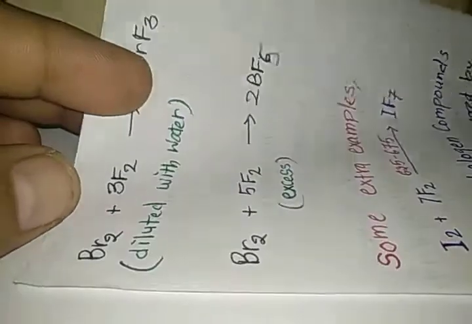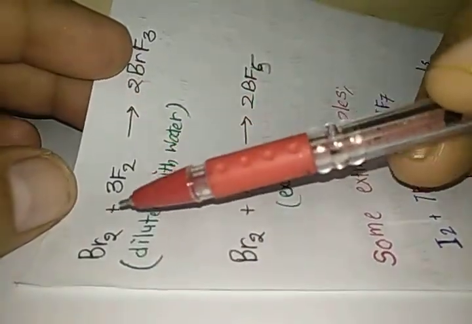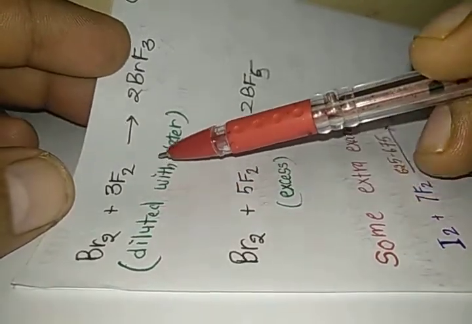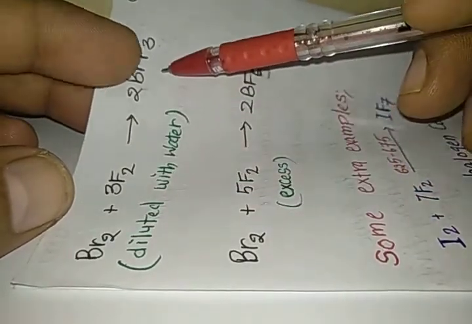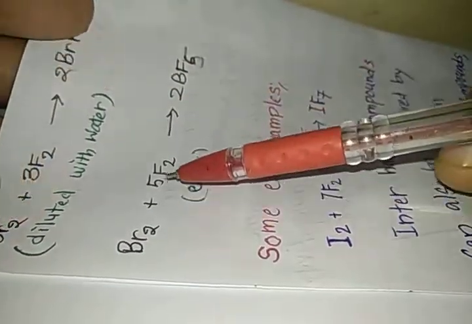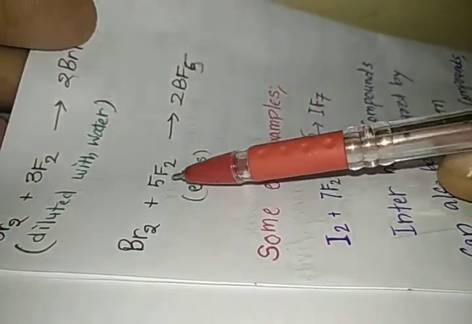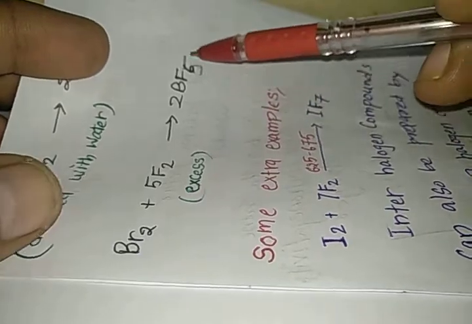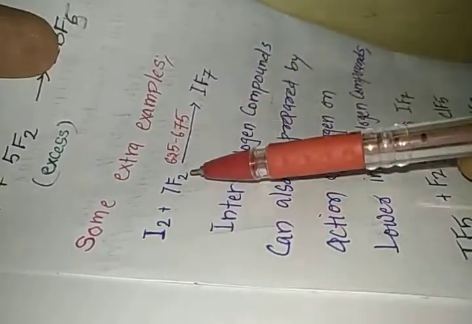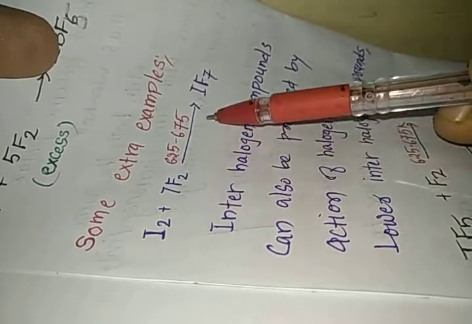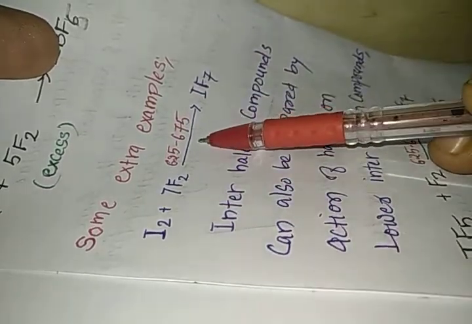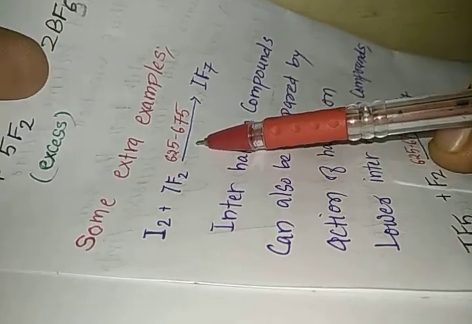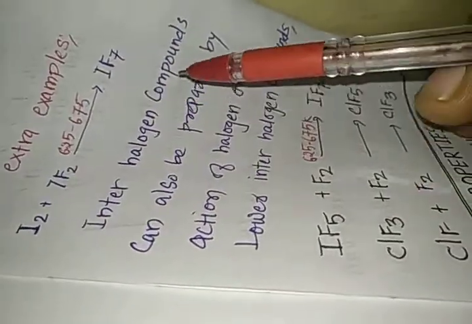If we allow 1 mole of Br2 to react with 3 moles of F2 and dilute it with water, we get BrF3. But if we take Br2 and 5 moles of F2, with F2 in excess, then we get BrF5. Some extra examples: I2 plus 7F2 gives IF7. We just need to maintain a temperature of 625 to 675 Kelvin. Generally 625 Kelvin is maintained.